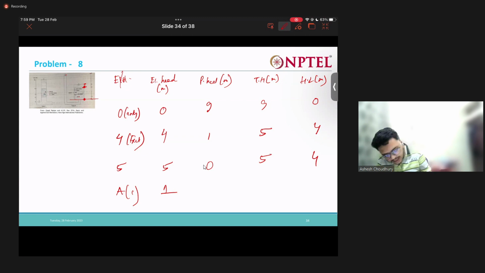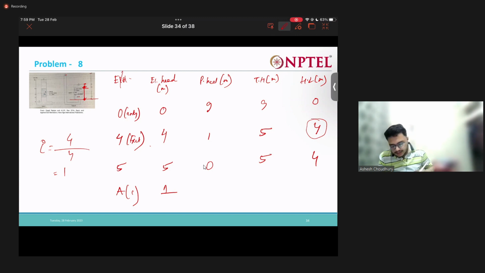From entry to exit, how much head loss is occurring? 4. And along what length is the head loss occurring? This head loss is occurring along a 4-meter length. See, this is the entry, this is the exit, right? From entry to exit head loss is 4 meters, and this is occurring along a length of 4 meters. So the hydraulic gradient is 4 by 4, which is nothing but 1.